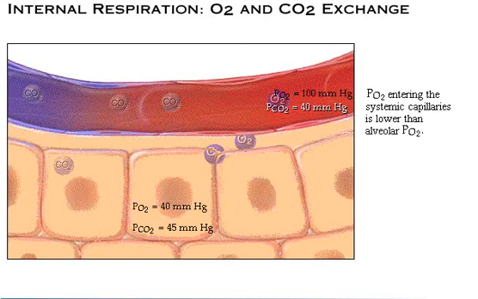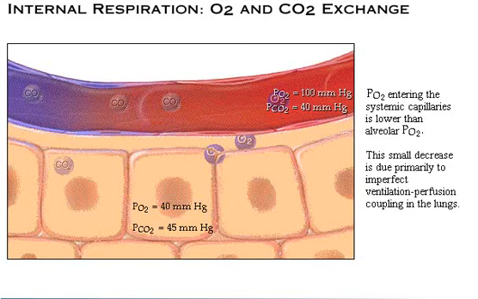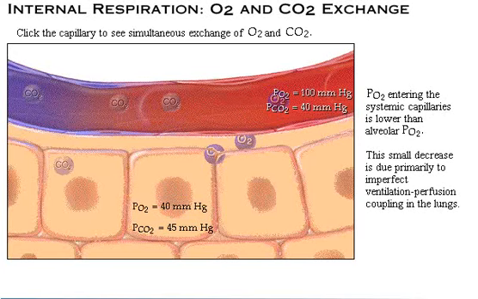Notice that the PO2 of blood entering the systemic capillaries is lower than the alveolar PO2 of 104 millimeters of mercury. This small decrease is due primarily to imperfect ventilation-perfusion coupling in the lungs. Click the capillary to see the simultaneous exchange of both oxygen and carbon dioxide.